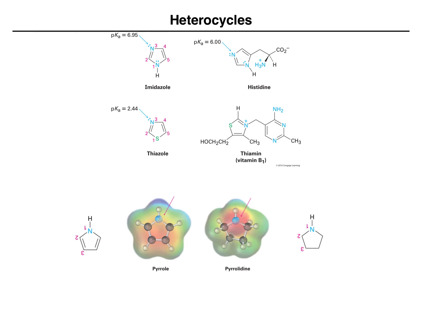In the case of pyrrole, that red, so the negative character, is really distributed throughout the ring, which leaves the nitrogen without a lot of electron density, which makes it a lot less basic.